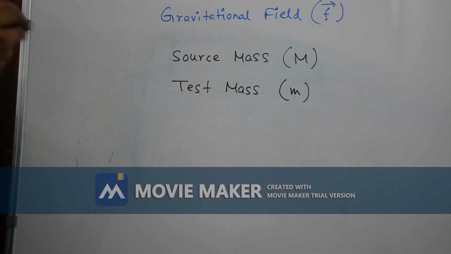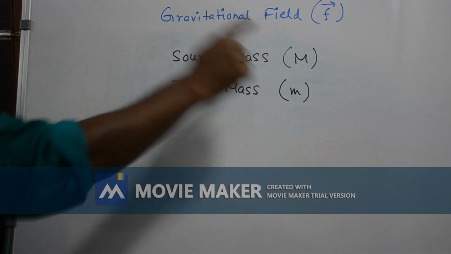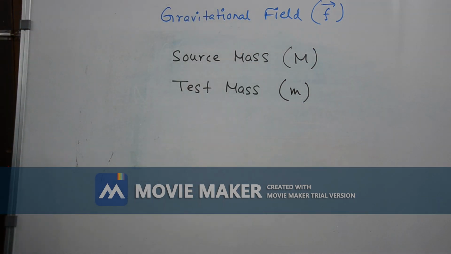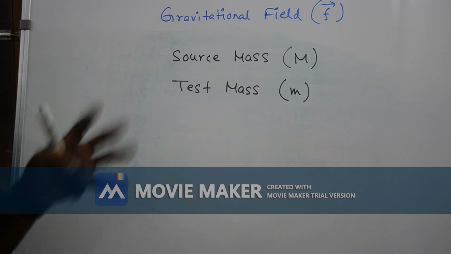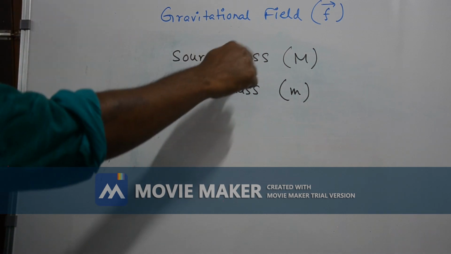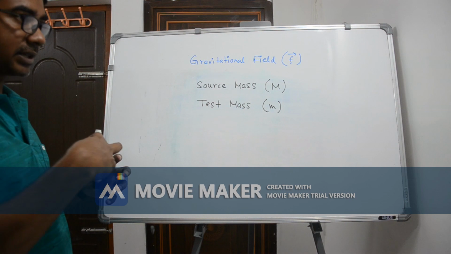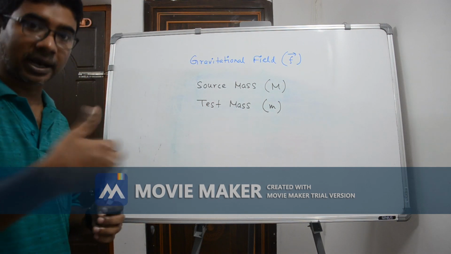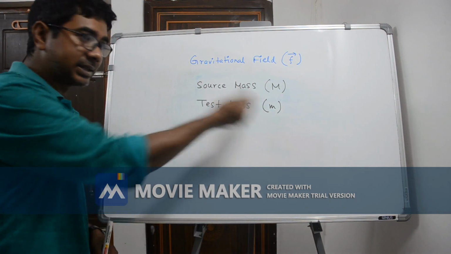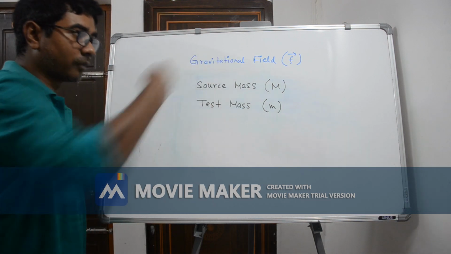So the test mass is something which we'll introduce later. The thing which will already be present in the system is the source mass. For example, in the solar system, the Sun is already present there, and the Sun will be considered as the source mass. If we try to consider the effect experienced by Earth or other planets, they will be considered as the test mass. So we introduce the test mass into the environment of the source mass.